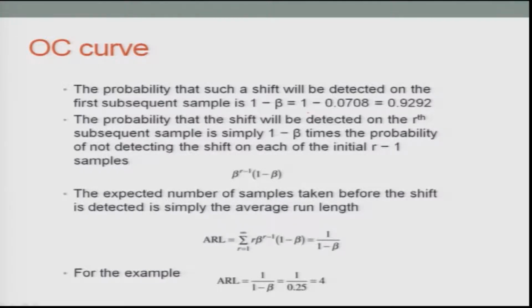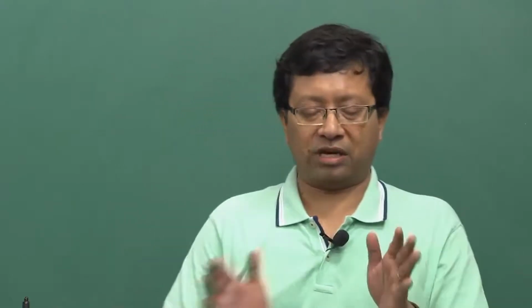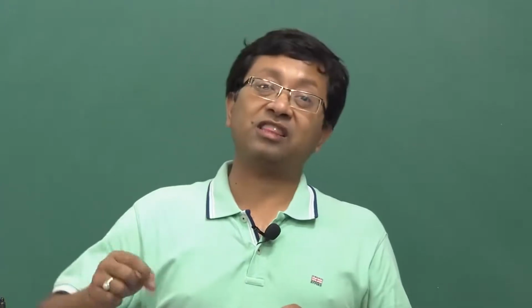So, why is that? Because consider there are r trials. So, there are basically r such places to be filled up, r seats. Now, you have detected the shift only on the rth trial.